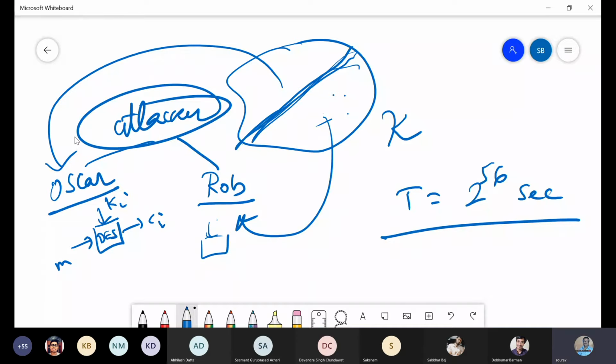Now in this way, what is the time complexity? They are doing this in parallel, simultaneously. Rob doesn't matter where Oscar is, and Oscar is also not waiting for Rob's result. But once somebody gets the key, they'll say, Eureka, I got the key, so no need to search further.